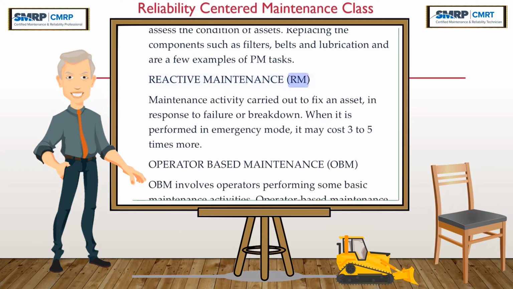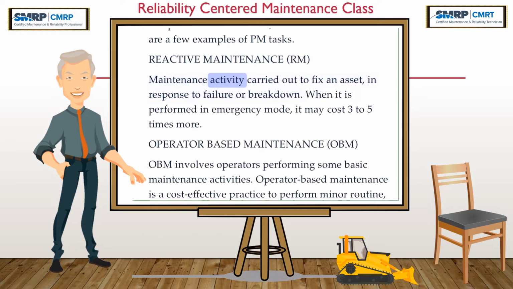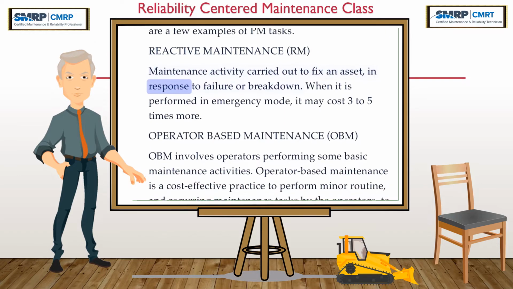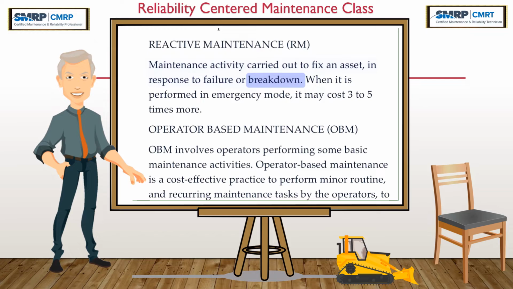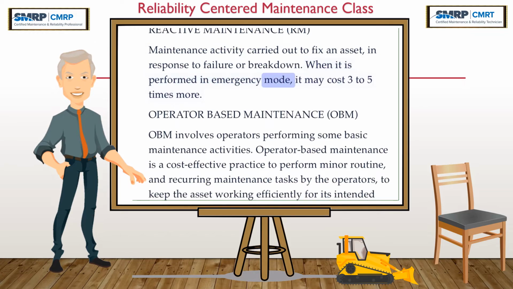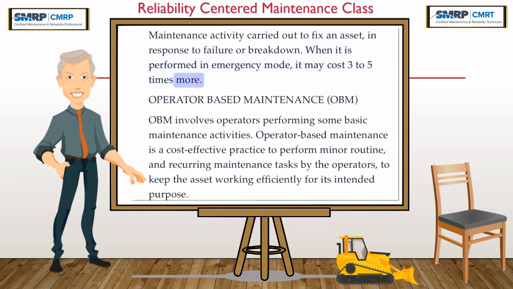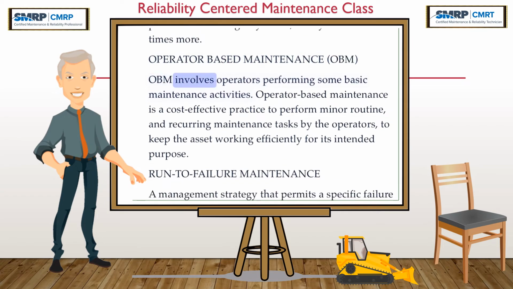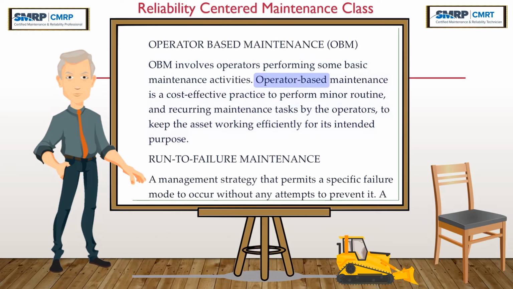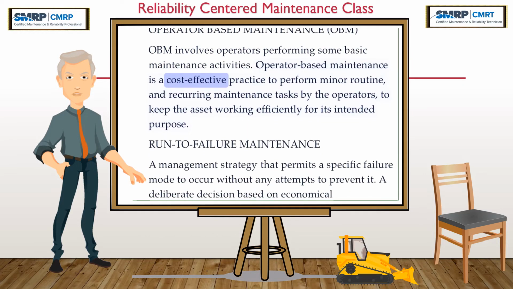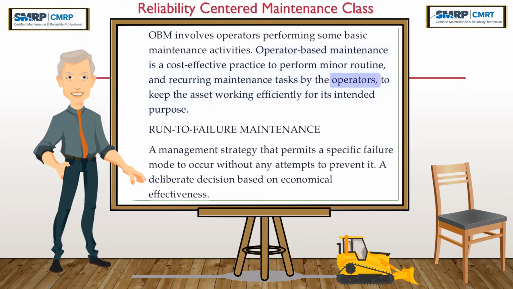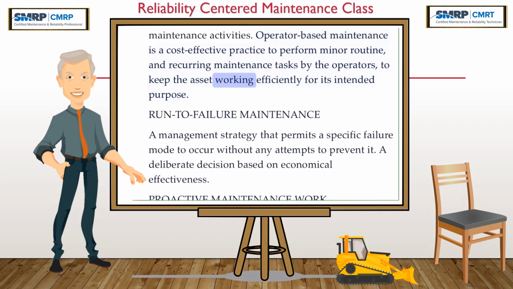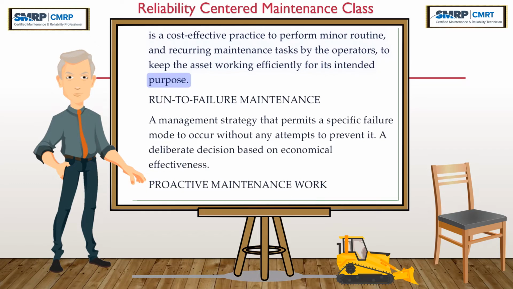Reactive maintenance, RM. Maintenance activity carried out to fix an asset, in response to failure or breakdown. When it is performed in emergency mode, it may cost 3 to 5 times more. Operator-based maintenance, OBM. OBM involves operators performing some basic maintenance activities. Operator-based maintenance is a cost-effective practice to perform minor routine and recurring maintenance tasks by the operators to keep the asset working efficiently for its intended purpose.